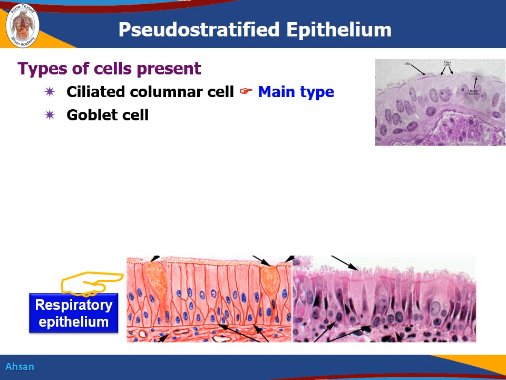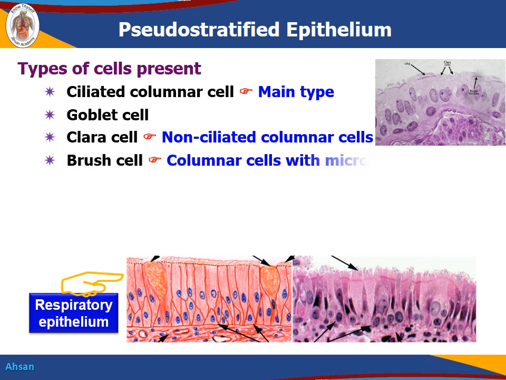The goblet cells are the mucus secreting cells, and they produce mucus that creates a layer that restricts the flow of small dust into the deeper part of the respiratory tract. Clara cells are non-ciliated columnar cells. Their functions are not very clear. And brush cells are columnar cells with microvilli on the apex. They are responsible for absorption of certain chemical substances and water.